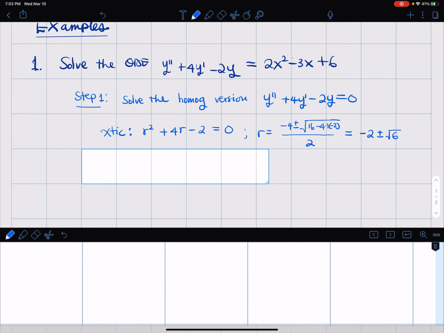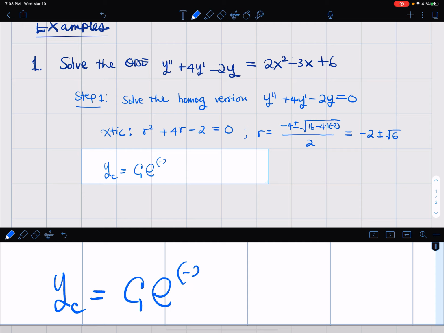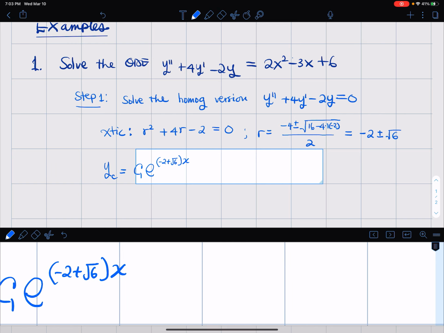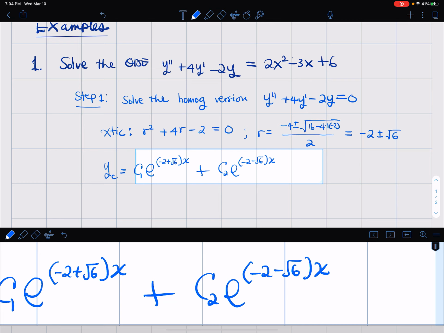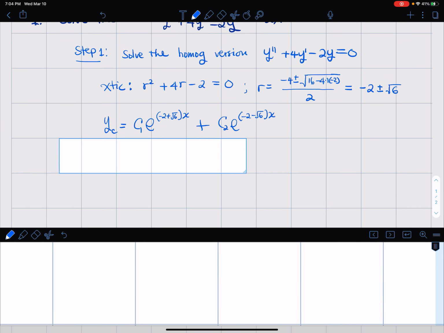So the general solution to the homogeneous equation, let's call it yc, is c1 e to the power of negative 2 plus square root of 6 times x plus c2 e to the power of negative 2 minus square root of 6 times x. Okay, so that's our first step. Let's look at the second step.